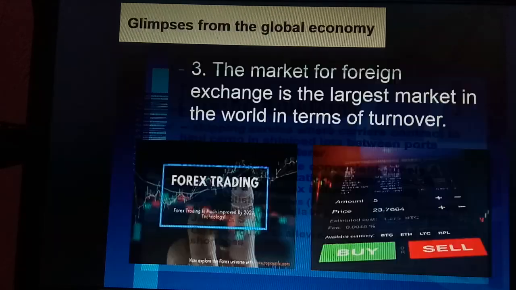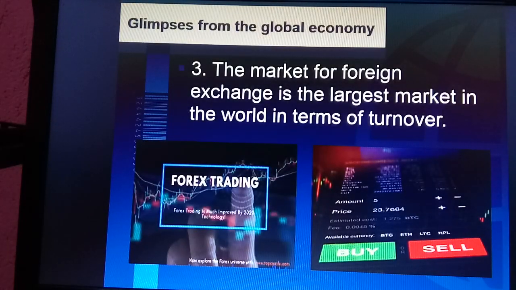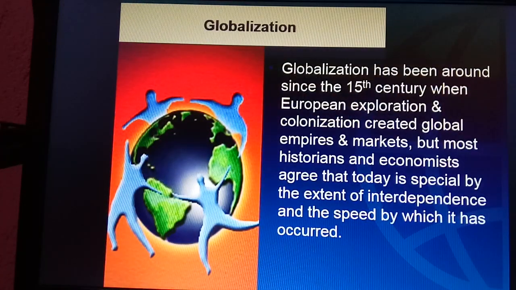Okay, so the market for foreign exchange is the largest market in the world in terms of turnover. I think everyone is familiar with Forex or foreign exchange. Even among students or young professionals, they are also engaged in this. Of course, since it's a business there is risk, but this has been known to be the fastest in terms of turnover, in terms of profit. Buying and selling of currency, that's Forex or foreign exchange. So these are examples of global markets.